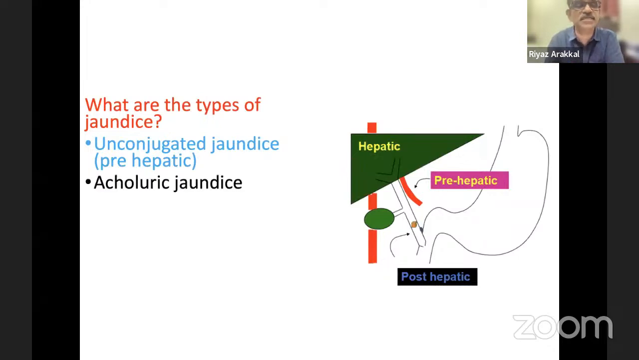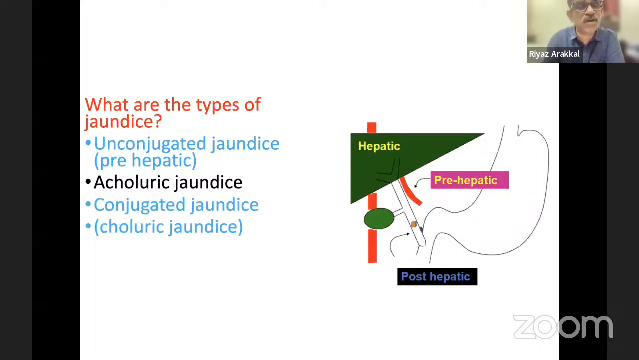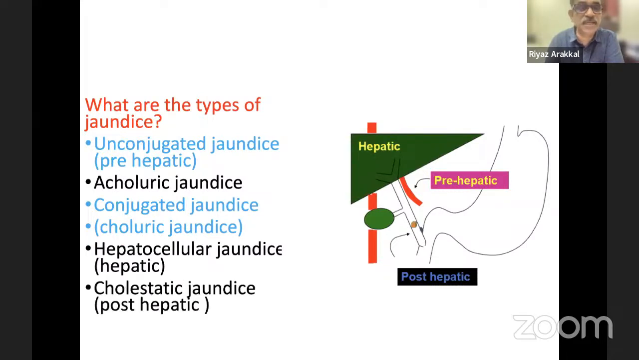Depending upon the type of bilirubin, we have unconjugated jaundice, which is a pre-hepatic jaundice. That is also known as acholuric jaundice. What does chol mean? Chol means bile. Acholuric means there is no bile in the urine. Then conjugated jaundice is called choluric jaundice. And these are two types: hepatic or hepatocellular jaundice, and cholestatic jaundice. So these are the various types of jaundice.